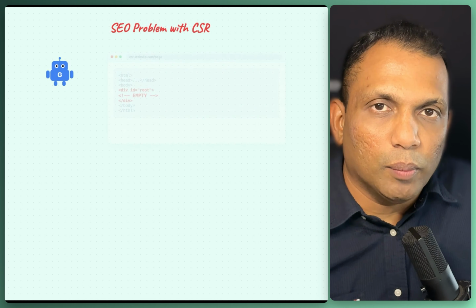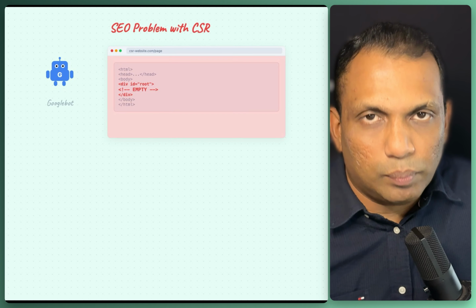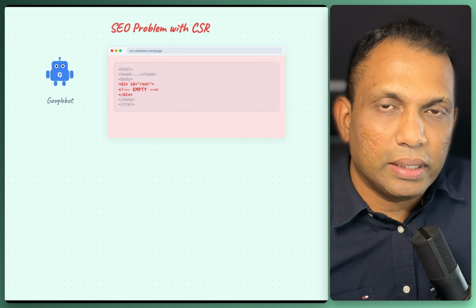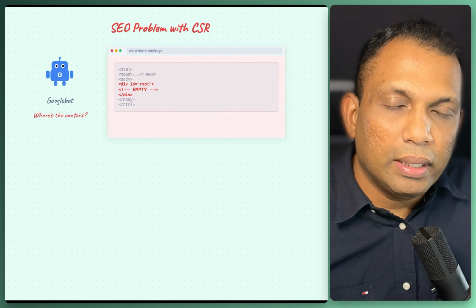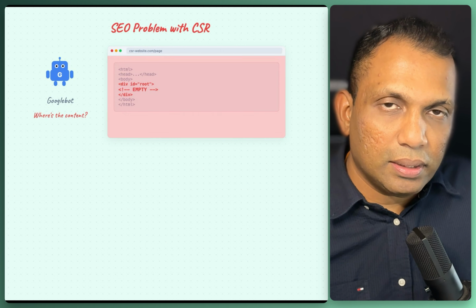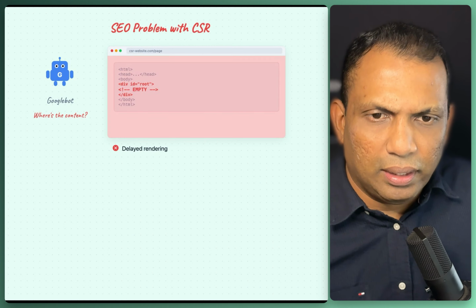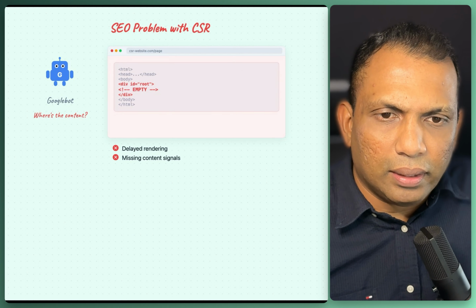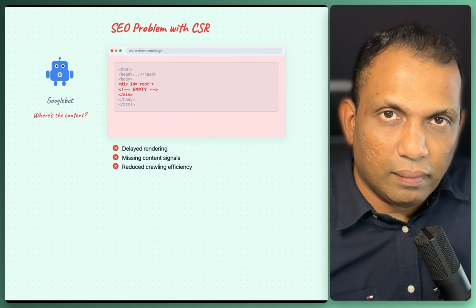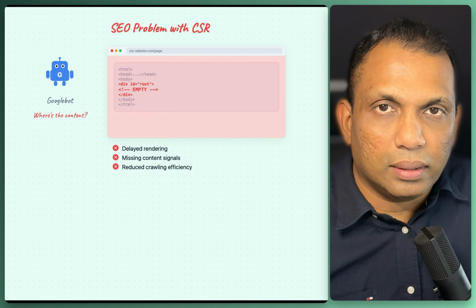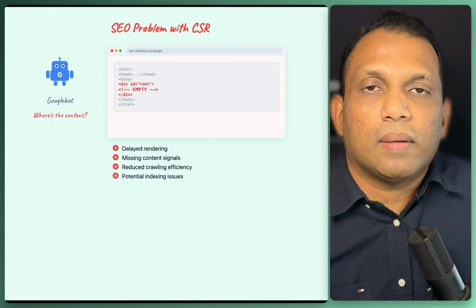This creates an SEO problem. When search engine bots crawl your pages, they will first check the raw HTML. If the raw HTML is empty, they will not see the content like a normal user will see. If your important content depends entirely on JavaScript, Google may delay the rendering process, or sometimes they will entirely miss the content. This will affect your crawl efficiency, your indexation, and ultimately your ranking and visibility.